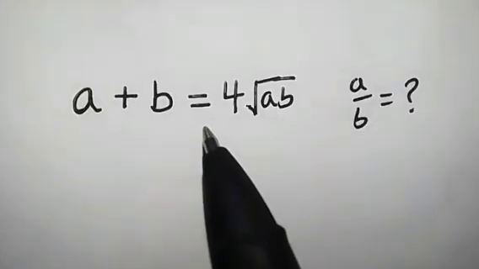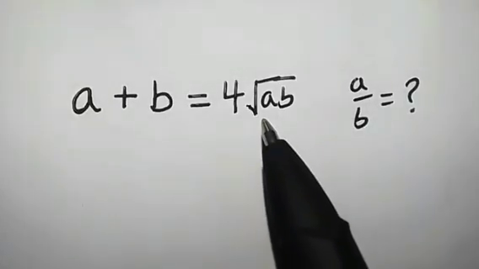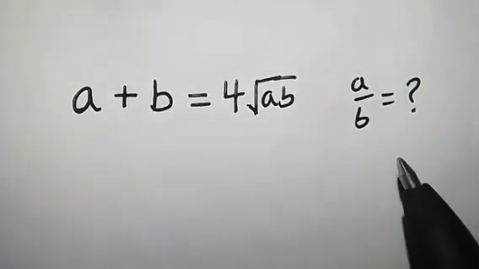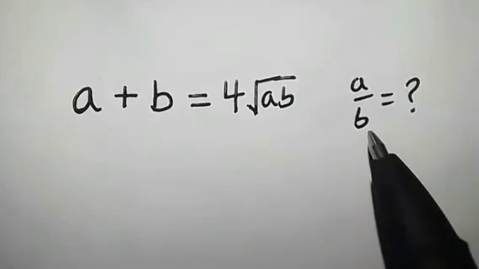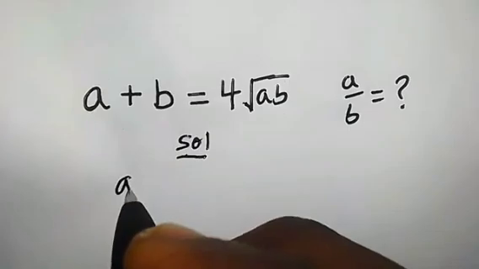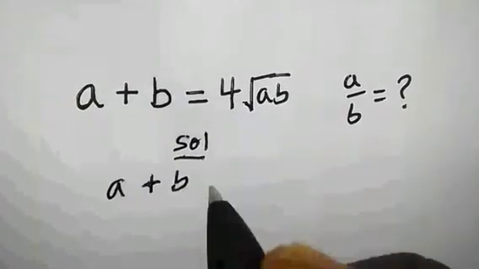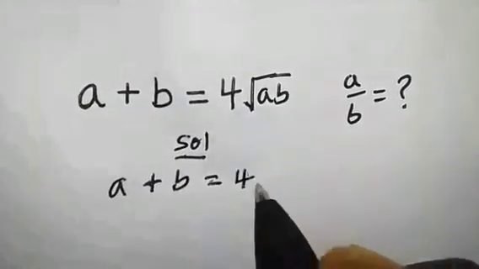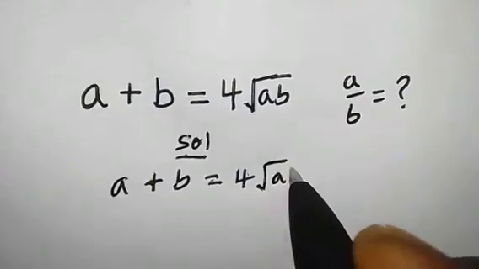a plus b equal to 4 times square root of ab. How do we find the value of a over b? Solution: a plus b is equal to 4 times square root of ab.